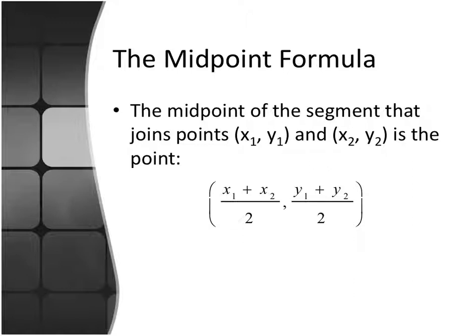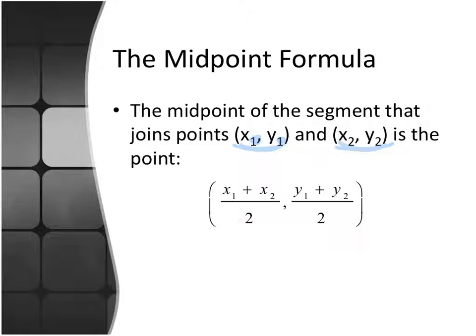Now, I don't know if you remember back from when you learned the slope equation. These little numbers down here are subscripts. They're not exponents. They're like little labels. So think of this as ordered pair number 1 and this as ordered pair number 2. So for the formula, you will add the x's, x1 plus x2 divided by 2. And then for the y part of the ordered pair, y1 plus y2 divided by 2.